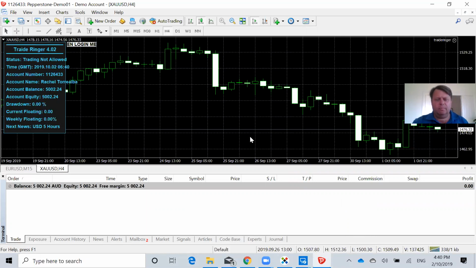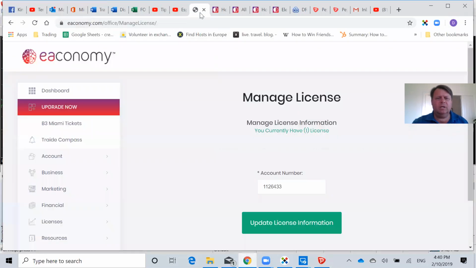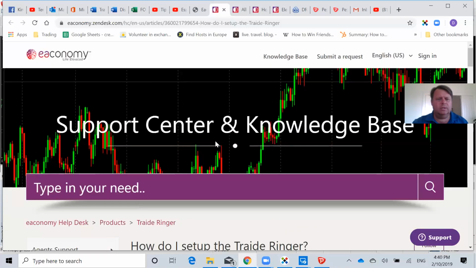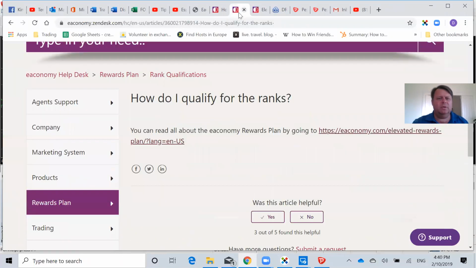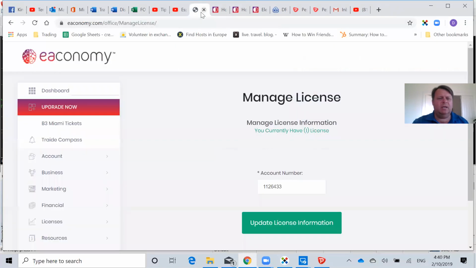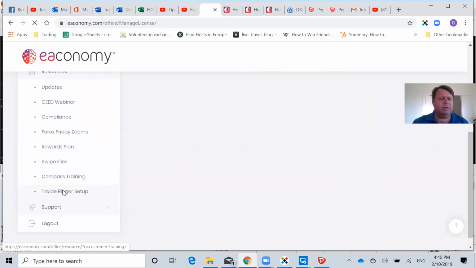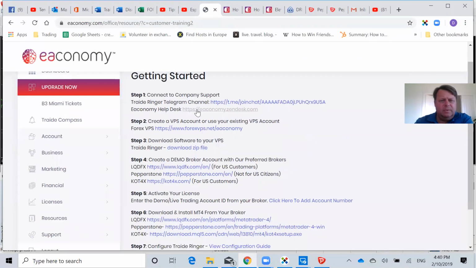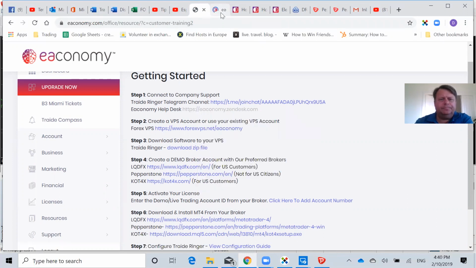So actually, before I pause it, this is where it's important that you go to the help desk. Zendesk, right? Help desk. I've had it open a few times. How do I get there? If you go through resources, trade ringer setup, it says here economy help desk. So we open that, and that brings you into the help desk.